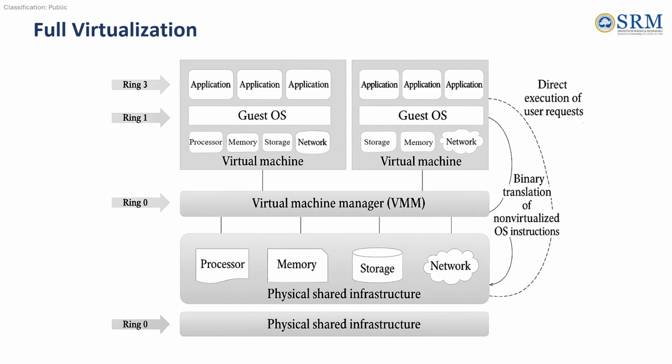On top of the hypervisor, multiple virtual machines are created. Each virtual machine contains its own guest operating system and applications. The important point here is that the guest operating systems do not communicate directly with the hardware. Instead, every request passes through the hypervisor, which acts as an intermediary and manages resource sharing securely. Because of this architecture, multiple operating systems can run independently on the same physical server while maintaining strong isolation between them.